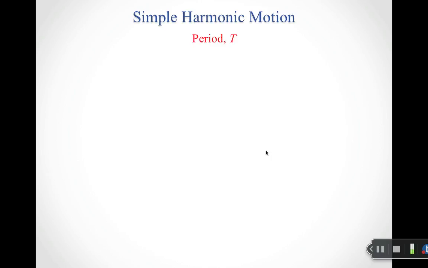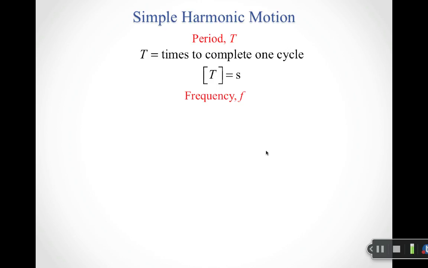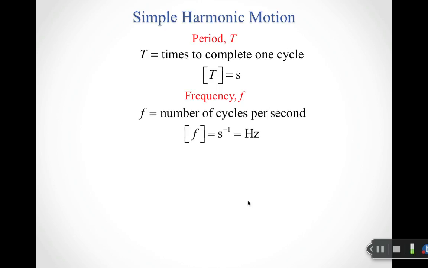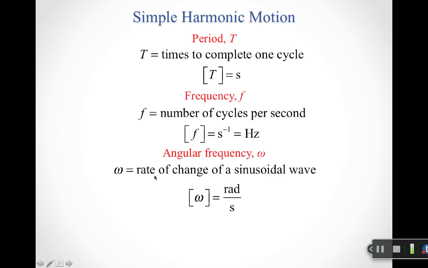So what is this? What is the angular frequency and how does it relate to the period? Well, we know that the period, we use big T for that, and that's the time it takes to complete one cycle. The frequency, that's f, that's the number of cycles per second. That has units of inverse seconds or hertz. And then the angular frequency, omega, is the rate of change of our sine wave. So that's the radians per second.